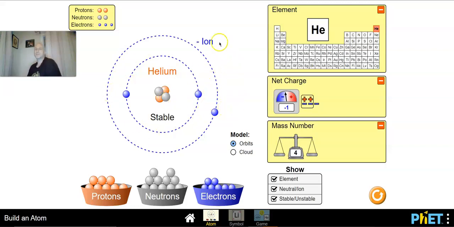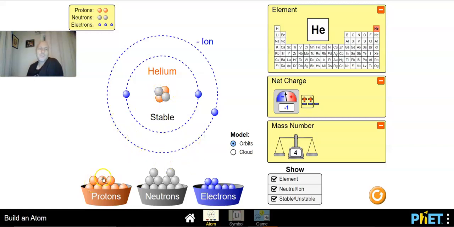Now, let's say that I take away some protons and some neutrons, but I leave extra electrons. Notice now it has a negative charge. That is because it has more electrons than it does protons. So the negatives outweigh the positives. I have 3 negatives and 2 positives, so that leaves me 1 in the hole. My mass number is 4 because I have 2 protons plus 2 neutrons.